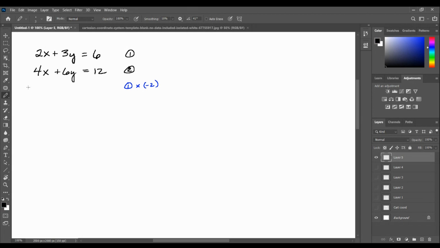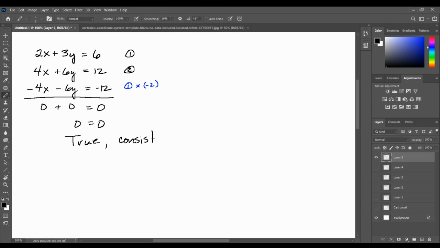So negative 2 times 2x is negative 4x. Negative 2 times 3y is negative 6y. And negative 2 times 6 is negative 12. So when we add these together, 4x plus negative 4x is 0. 6y plus negative 6y is 0. 12 plus negative 12 is 0. And it is true that 0 equals 0. So that is true, which makes this a consistent system.